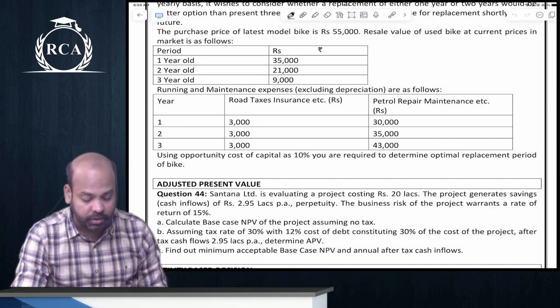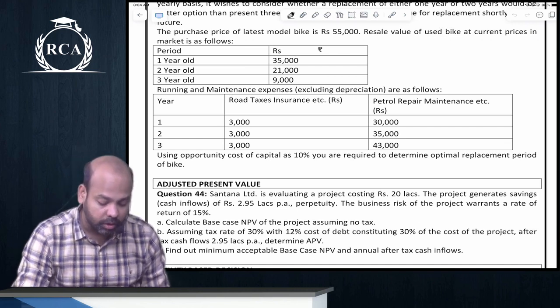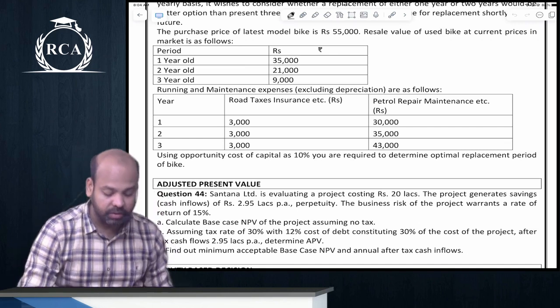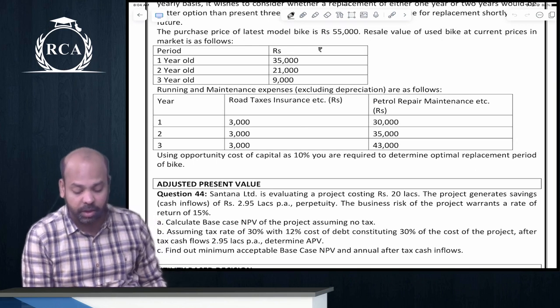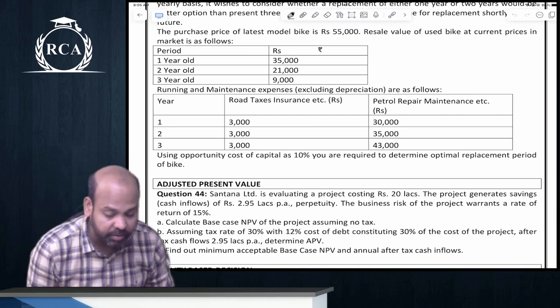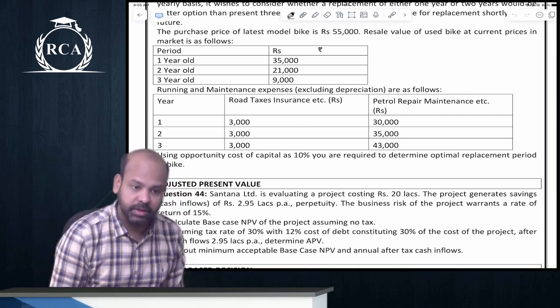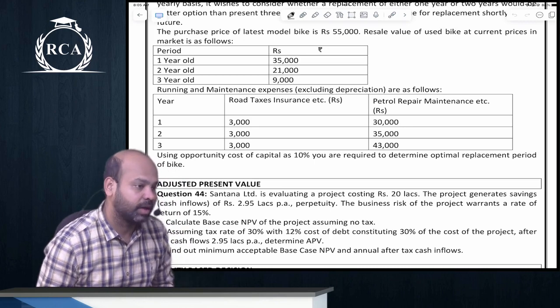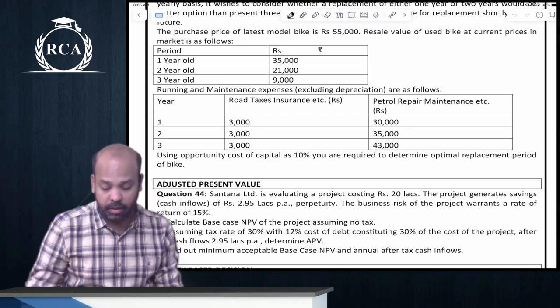Running and maintenance costs excluding depreciation are as follows. Year 1, you will have to pay road taxes, insurance of 3,000. Year 2, 3,000. Year 3, 3,000. Petrol repair maintenance is given. Using opportunity cost of capital as 10%, you're required to determine the optimum replacement period of the bike. Dead easy question, guys. Nothing complicated. You just have to do as it is. Okay?